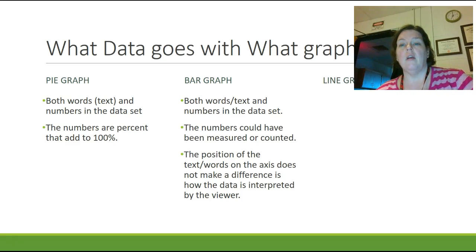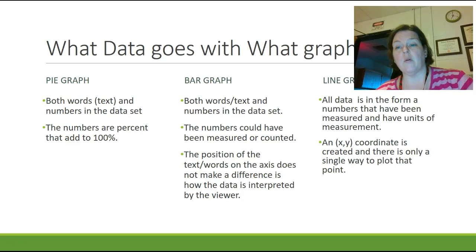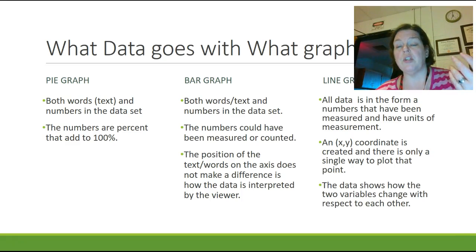In a line graph, however, all data is in the form of numbers that have been measured and should have units of measurement. You make an xy coordinate and you plot that point in a single location. Once you've plotted your points, you create a line that runs with the trend. And this line is supposed to show how these two variables change with respect to each other. The others aren't talking about changes with respect to one another, they're just talking about changes and comparisons. This one, we're specifically talking about the changes of those two variables with one another and as that happens.